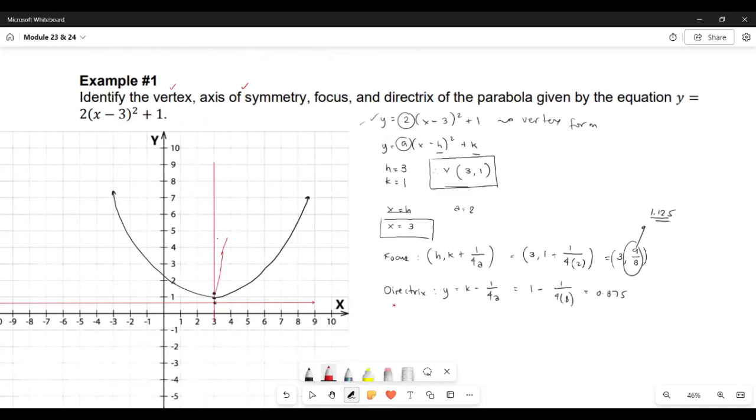ito ang ating focus. Ayan yung focus natin na, anong ito? 3, 9 over 8. Tapos, itong part na to, yan yung ating vertex. Okay? Na 3, 1. And then, itong line na to, ito yung directrix natin. y is equal to 0.875. Okay? So, ito yung mismong y is equal to 2x minus 3 squared plus 1.